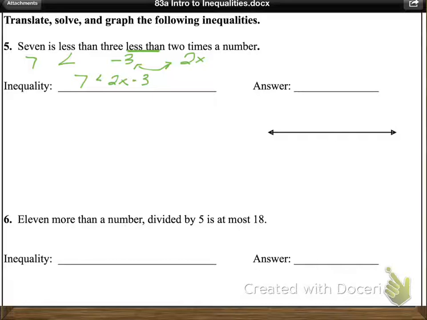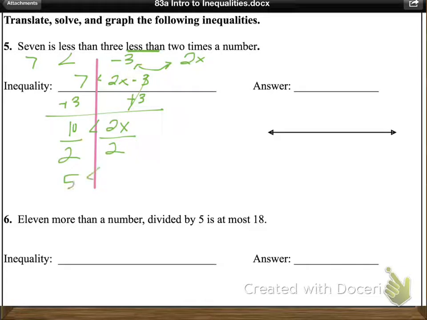So now we want to solve that. If I solve that, I'm going to go ahead and draw my river. Get everything away from the x. So I'm going to add 3 to both sides. That's going to cancel. Okay, that leaves me with 10 is less than 2x. Divide both sides by 2. And 5 is less than x.